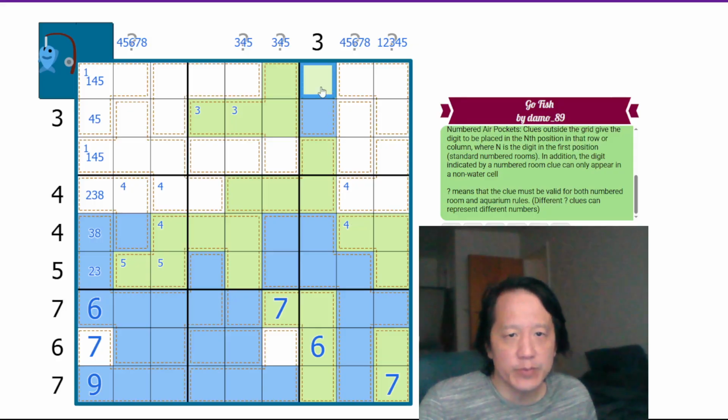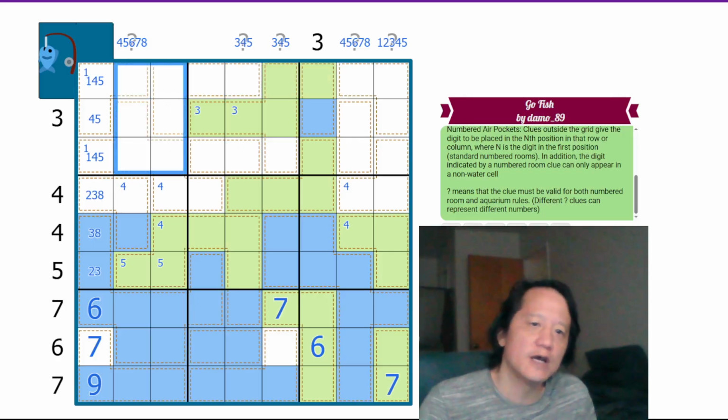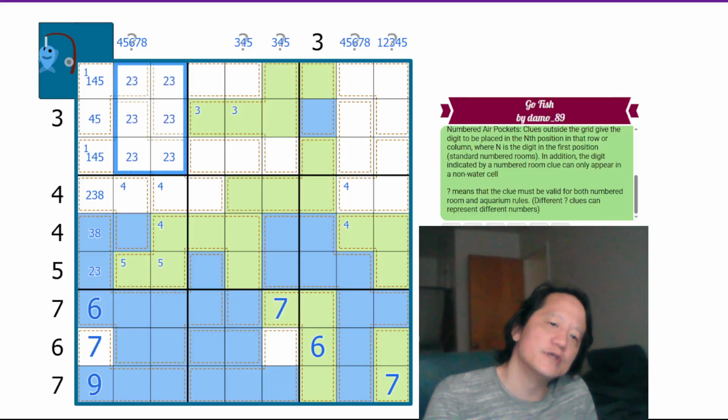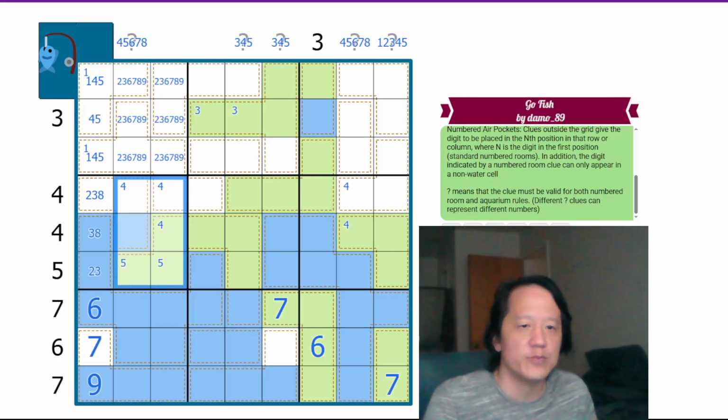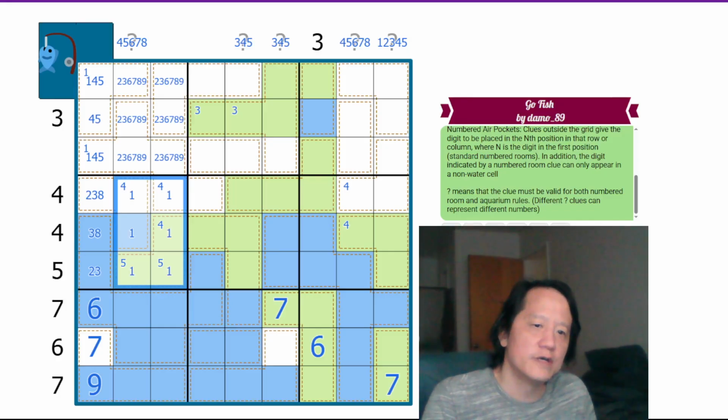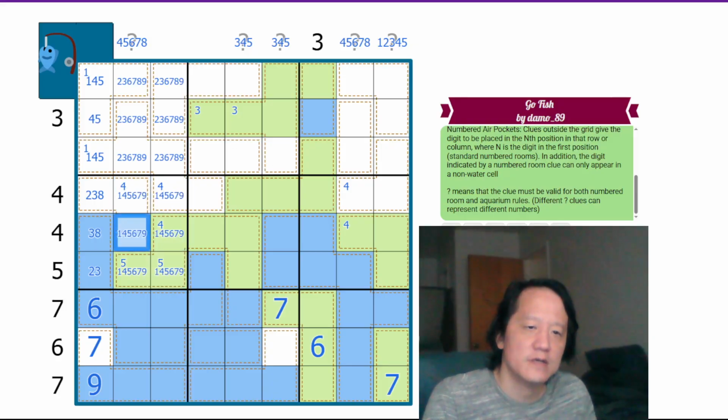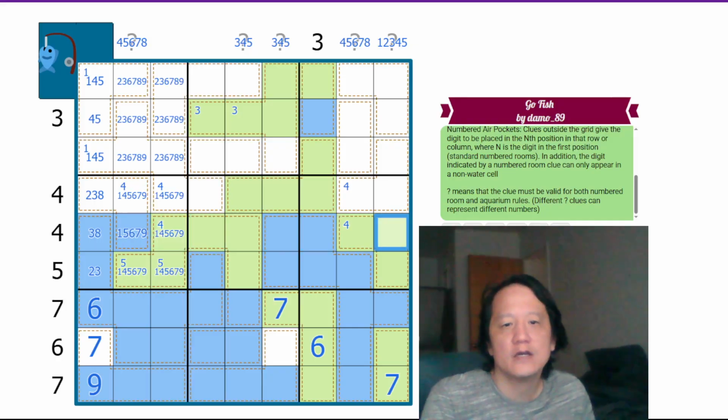3. Where can 3 be? Again, cannot be 1. So none of these can be 1. Remaining digits in box 1 have to be 2, 3, 6, 7, 8, 9. Remaining digits in box 4 have to be 1, 4, 5, 6, 7, 9. No 4 here because of 4 in the row. Can only be in an air pocket.